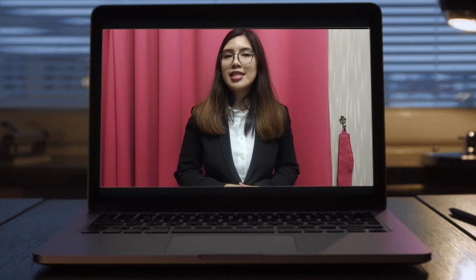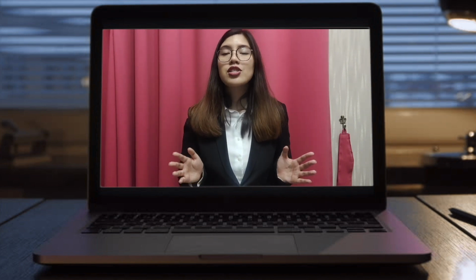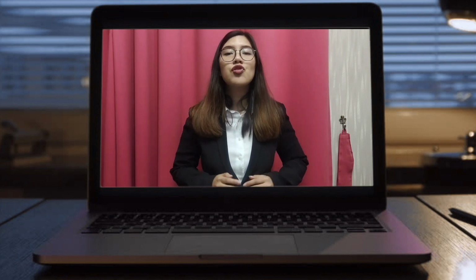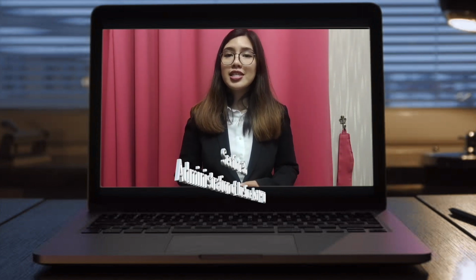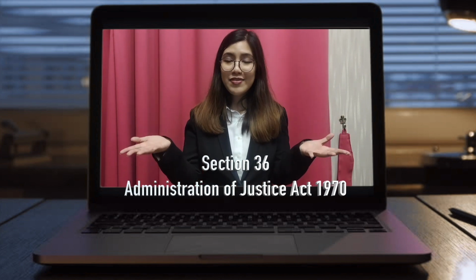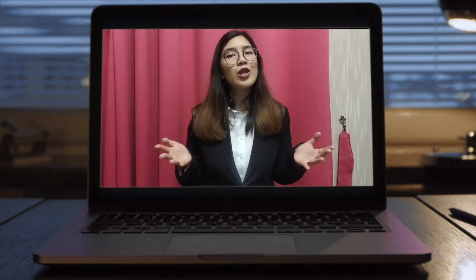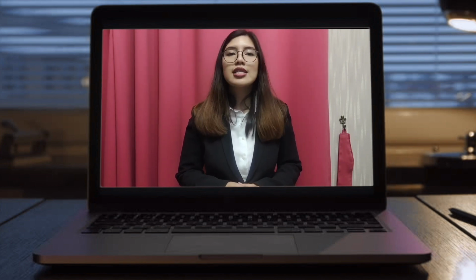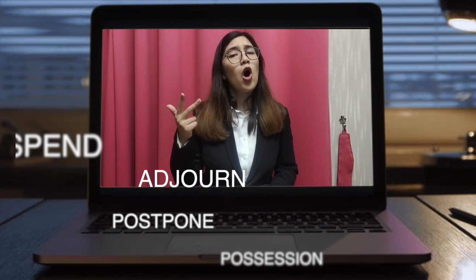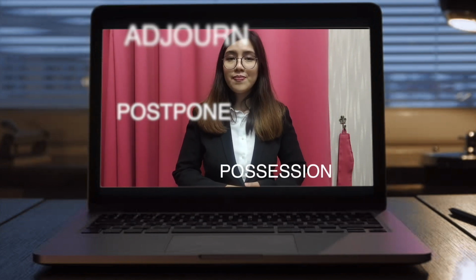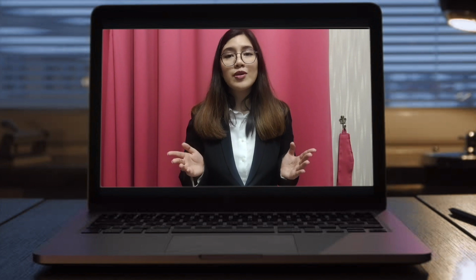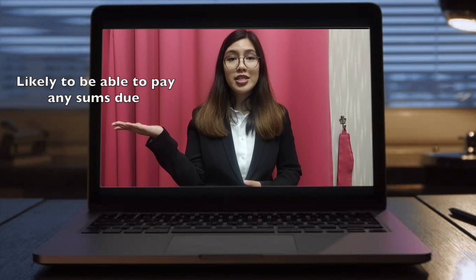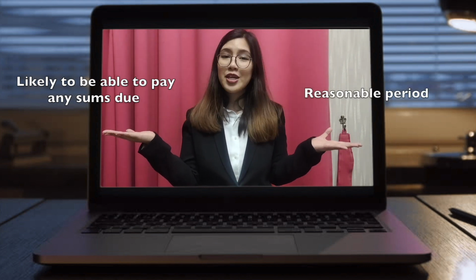A mortgagee may seize upon any minor and temporary default to justify taking possession, depriving the mortgagor of any opportunity to remedy his default. Section 36 of the Administration of Justice Act 1970 offers statutory restrictions on the mortgagee's right to possession. It aims to protect the mortgagor by granting the court discretion to suspend, adjourn, or postpone possession of a dwelling house. Such relief can only be awarded when the court is satisfied that the mortgagor is likely to be able to pay any sums due under the mortgage within a reasonable period.